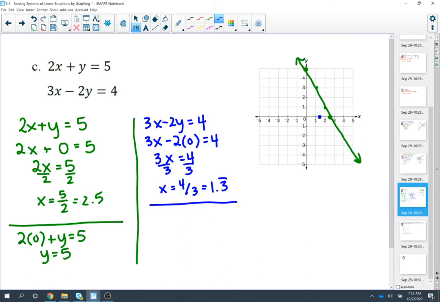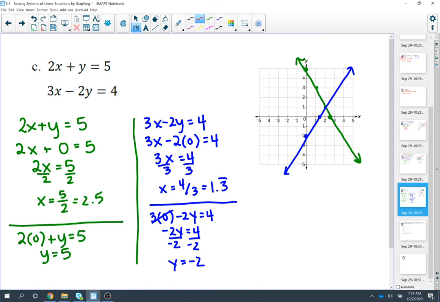If I want to find the y-intercept, I substitute a 0 in for x. So 3 times 0 minus 2y equals 4. This goes to 0. Negative 2y equals 4. Divide by negative 2. Y equals negative 2. Okay, so this is looking something like this. Those intercepts were not pretty, but that was a nice review anyway.